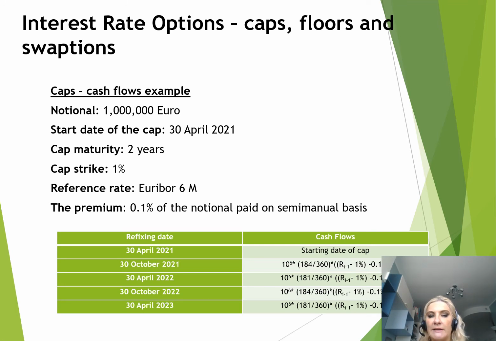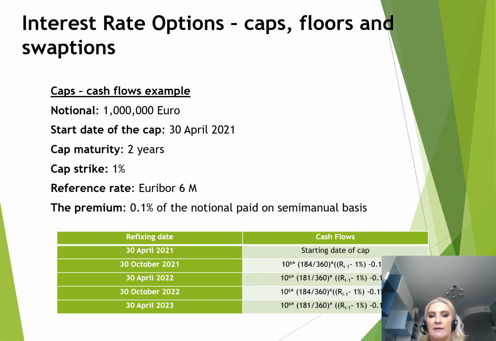Then let's analyze every single caplet and the cash flows. Imagine that this is repricing, as here we are saying, on a semi-annual basis. Then your fixing dates will be as follows. The first one will be 30th of April, the second one October, April, and so on and so forth. Then your cash flow will be multiplied by the notional, obviously, but it will be the difference between the reference rate and the strike.